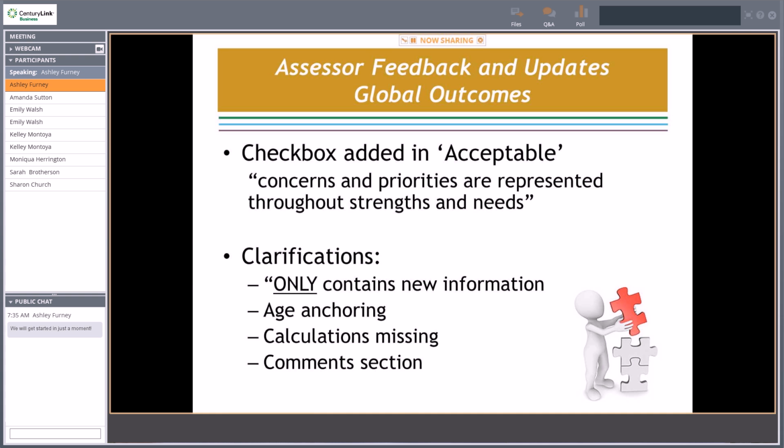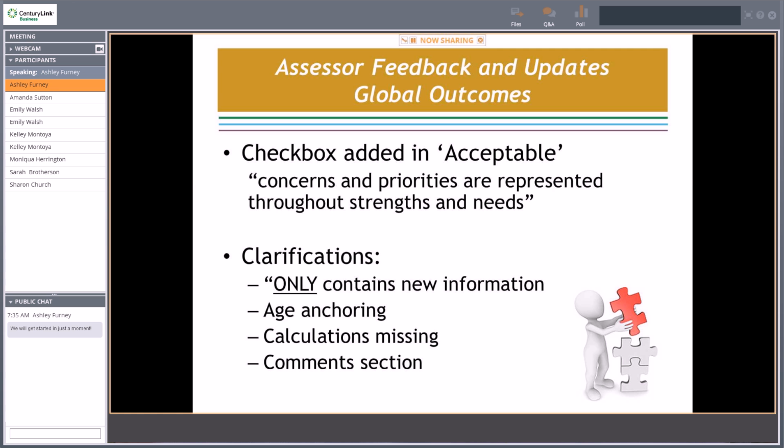And then on the global outcomes section, we've added a checkbox in the acceptable column that says concerns and priorities are represented throughout the strengths and needs. And then for clarifications, there's a checkbox that says strengths and needs only contains new information not previously gathered. That word only is very black and white, and there was some confusion. I had it myself when I was using the tool: if I saw new information, does that mean that I need to check that box? And that's not the case. It's only if it has only new information. So if we see some previously gathered information and some new information, that's what we would expect, and that's acceptable.